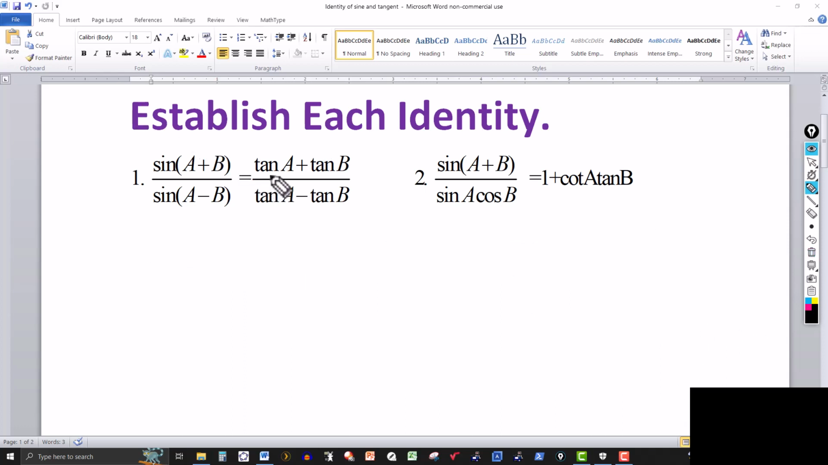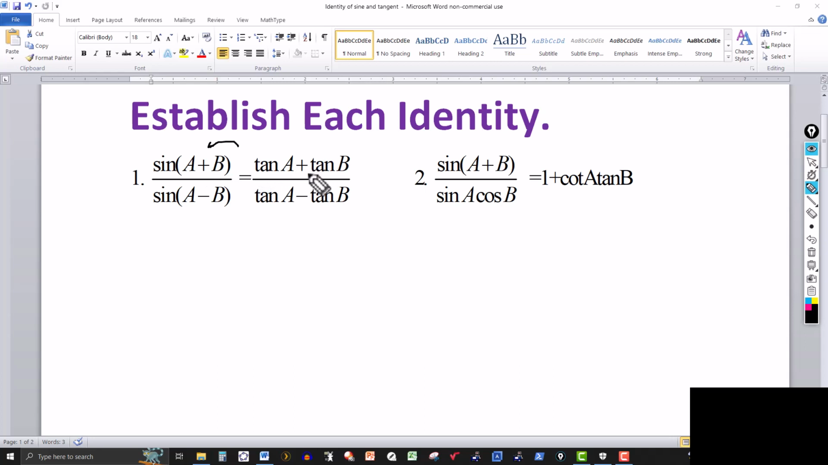You could start with the right side. Notice, tangent of A is sine of A over cosine of A. Tangent of B is sine of B over cosine of B. Same thing in the denominator. We could clear it of fractions by multiplying by the LCD, and if you simplify, you'll see that you're going to get this. Go ahead and try it and see which one you like better.